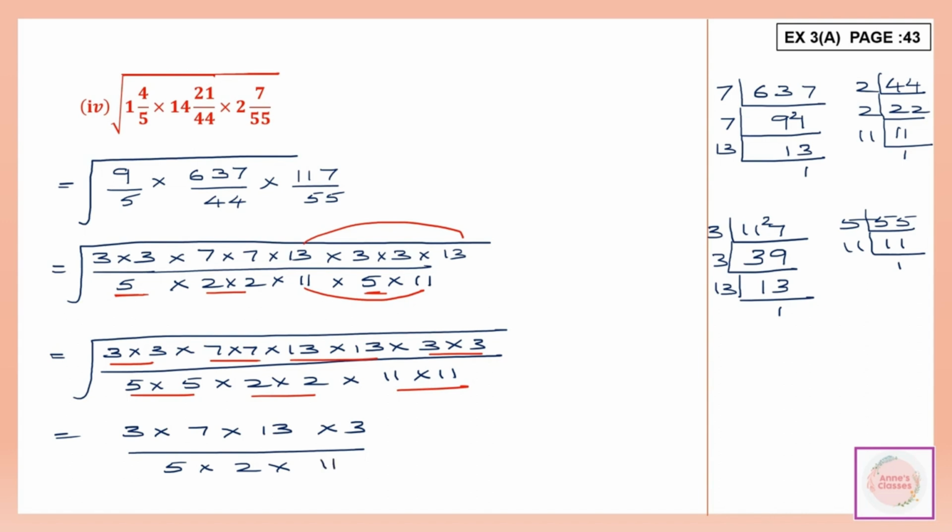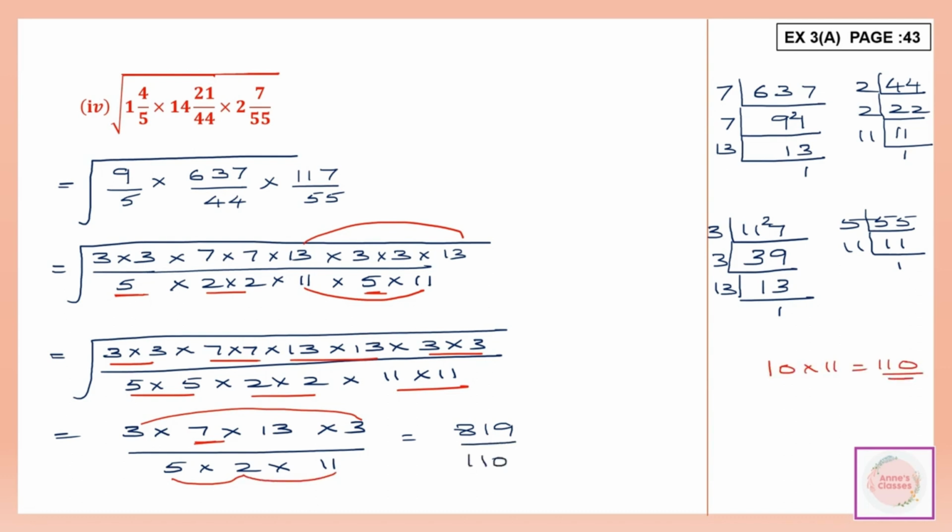So this is what we need to multiply. Now let's multiply. We can multiply the 3s. 3 3s are 9. 9 into 7 is 63. Now 63 you can multiply into 13. And when you multiply 63 into 13, you will get 819. So what do we get? 819 here. In the denominator, 5 2s are 10. 10 into 11. 10 into 11 is 110. So in the denominator, we have 110.